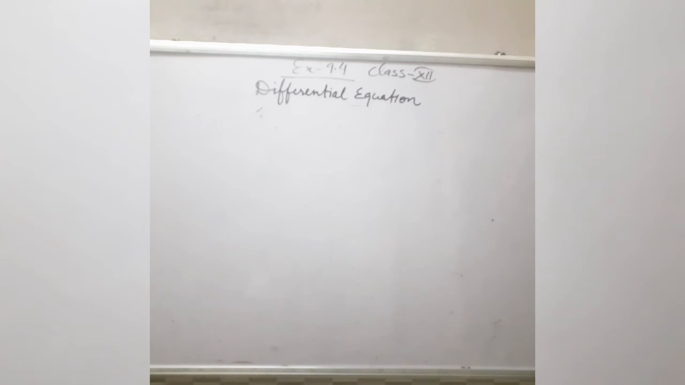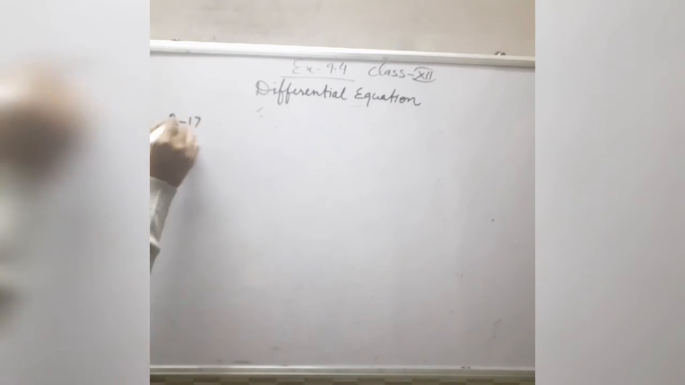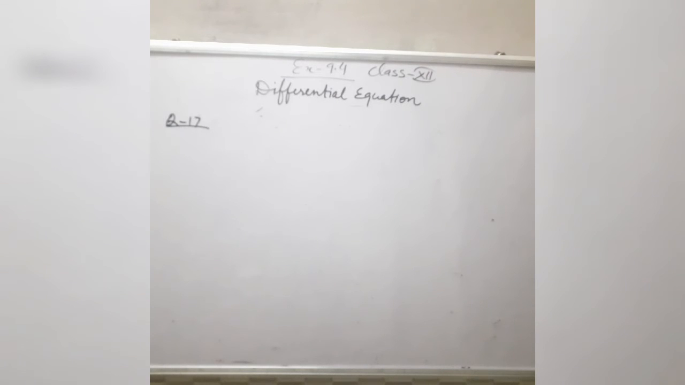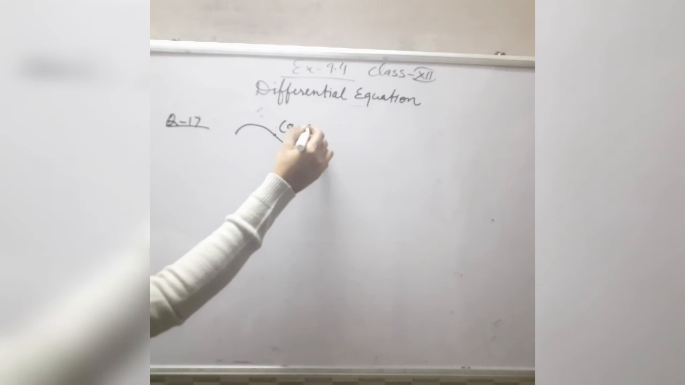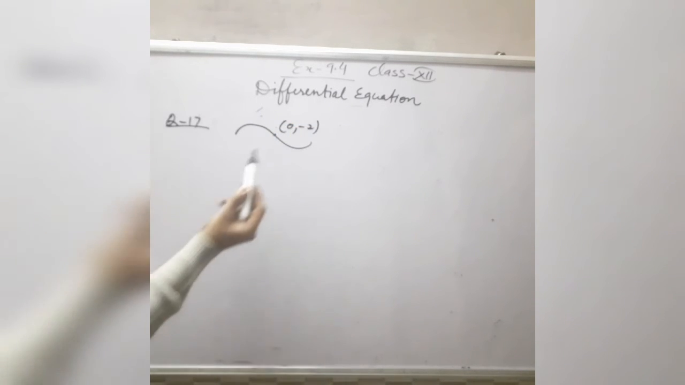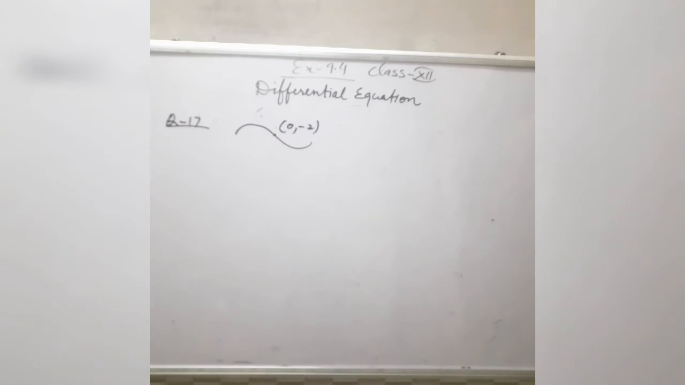Now see the next question, number 17. In question number 17, firstly listen to the statement that is given to you. Find the equation of the curve passing through the point. The curve is passing through the point 0 comma minus 2, meaning at x equal to 0 the value of y is minus 2.